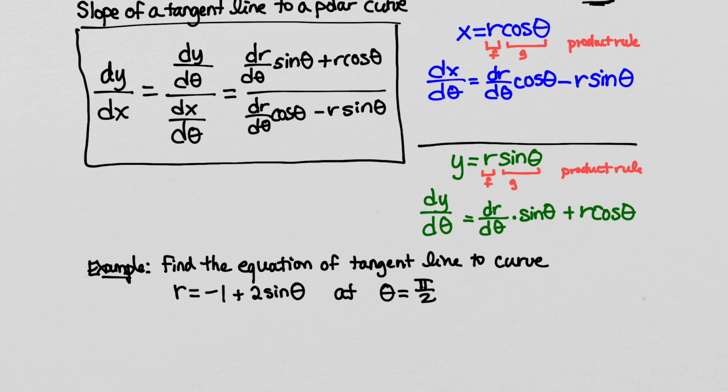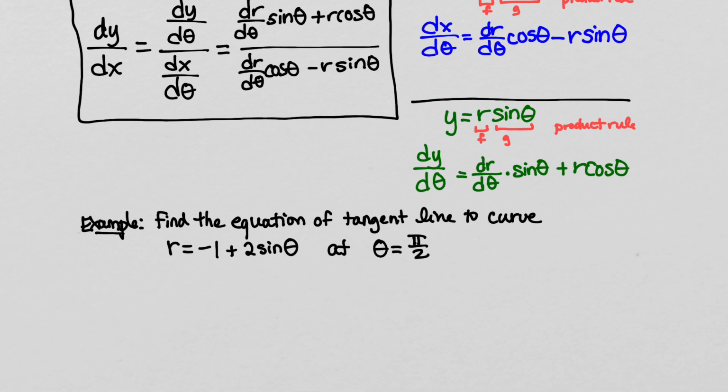Find the equation of the tangent line to the curve r equals -1 plus 2 sine theta at theta equal pi over 2. All righty, so what's the first thing we need to do to find the equation of a tangent line? We need to find the slope, right? We need to find dy dx because we need the slope of the tangent line. So the very first thing we need to do is find the slope. Here we go. So we want to find dy dx, the slope.